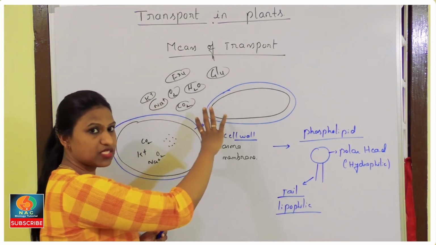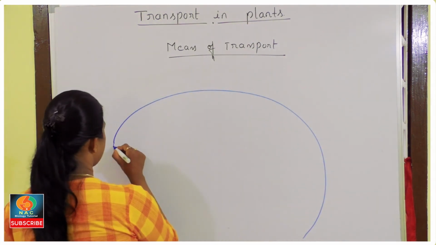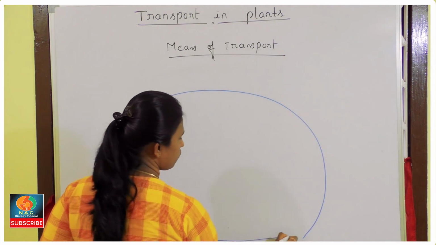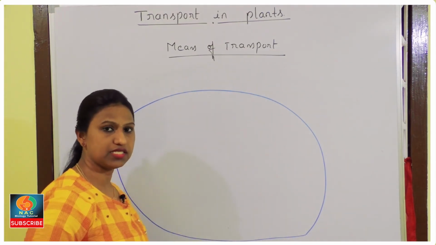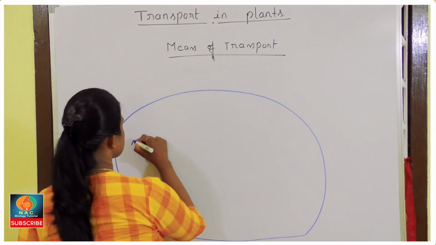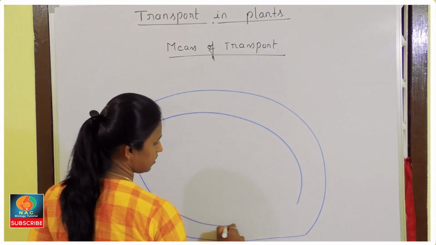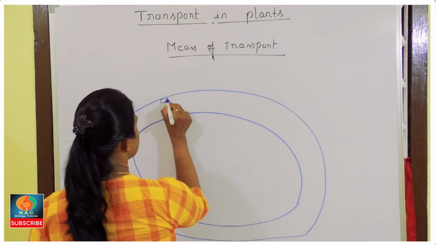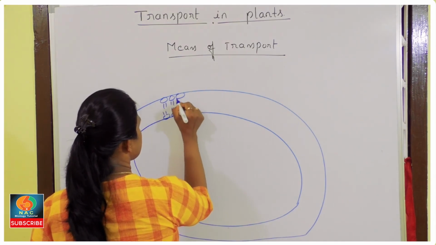So now let me explain how diffusion actually takes place here. This is a plasma membrane. We need not worry about the cell wall because the cell wall can easily allow all the material to get inside and outside. So this is the plasma membrane, consisting of a bilayer of lipid. Hope you remember, this is the lipid bilayer. It's arranged like this, right?